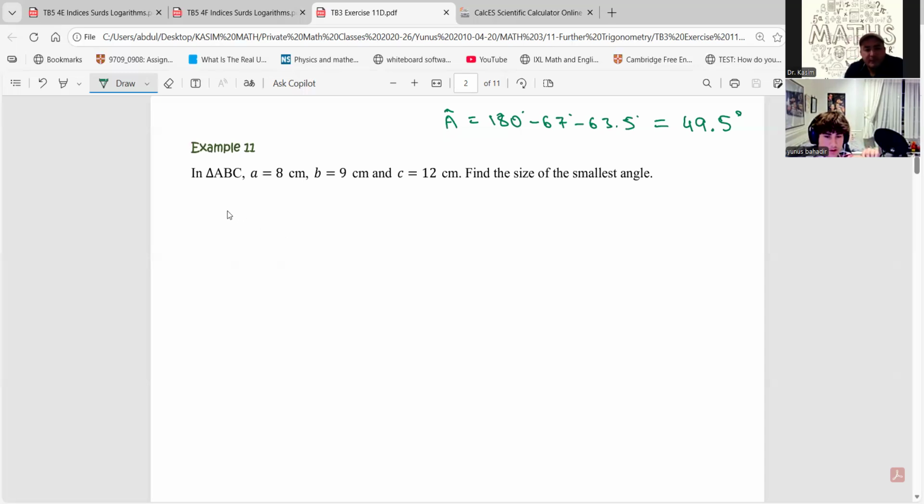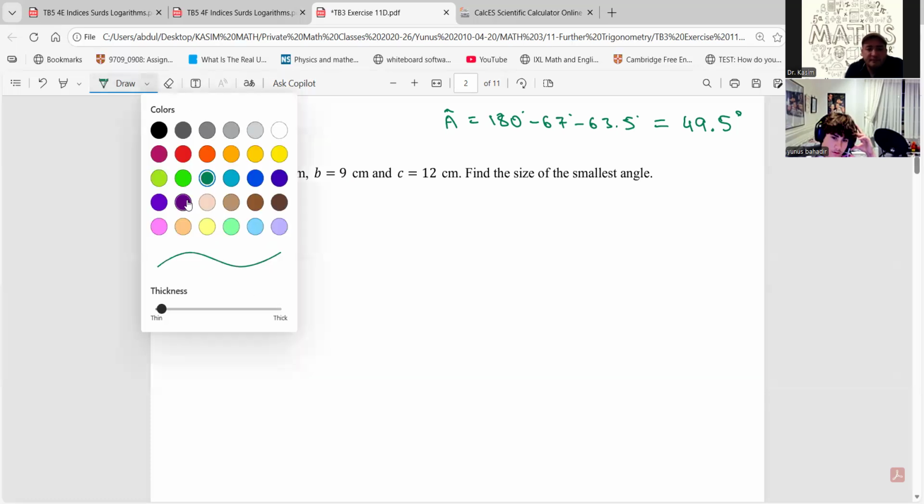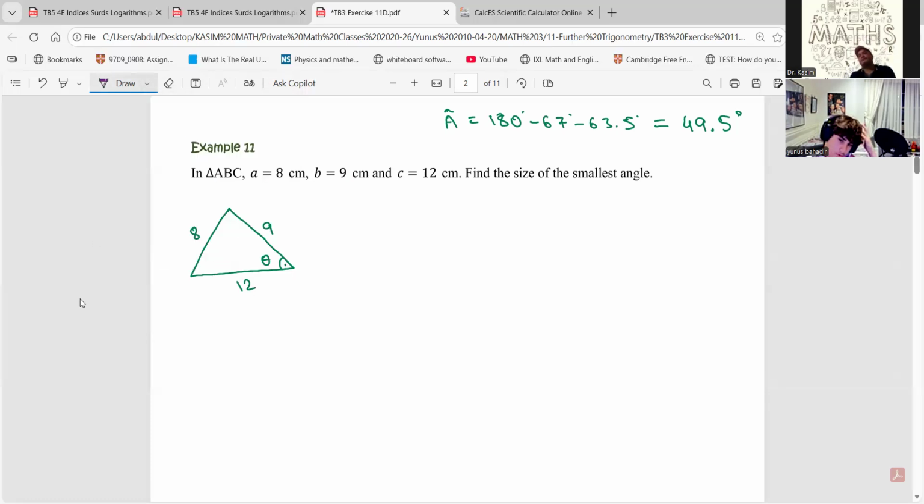Well, the smallest angle is going to have the smallest number corresponding to it, so it's going to be A. Here's the opposite. So a is 8, and 9, and this 12, right? Let me just label the smallest angle by theta. Use the cosine rule first, and from there we can solve and get the answer. We don't have to memorize, you just have to know one formula, that's it.